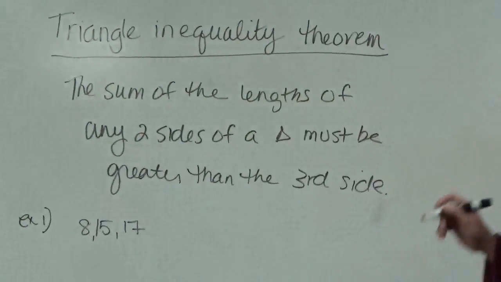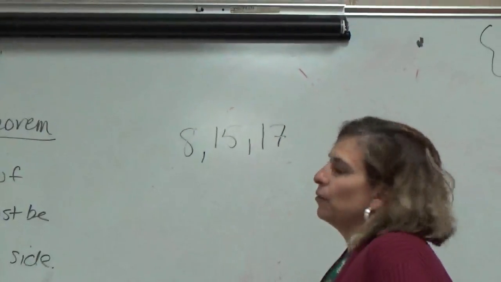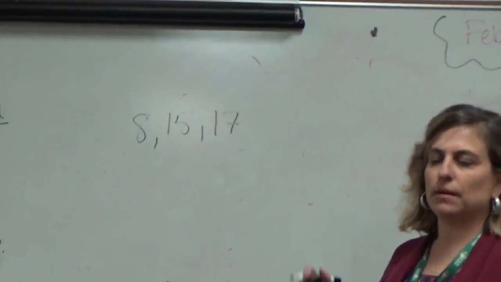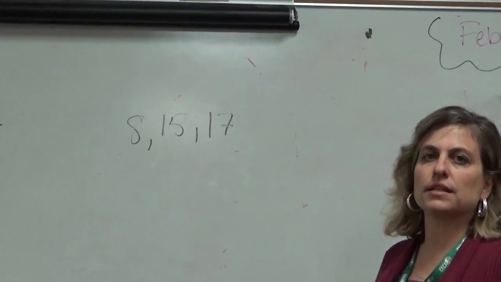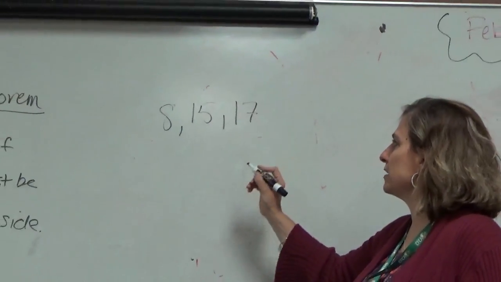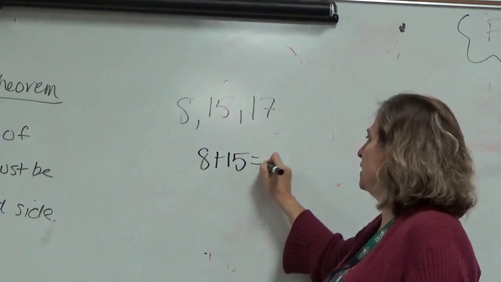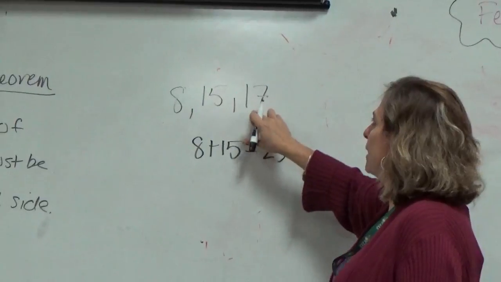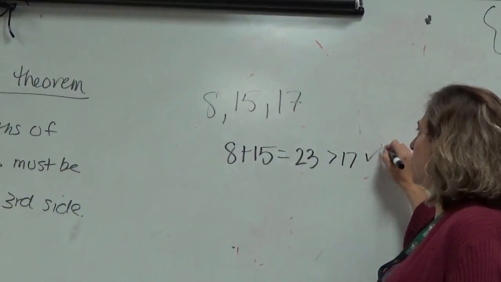Okay, example 1: 8, 15, and 17. What it's saying is, when I give you examples and I make sides in a triangle, you always have to check and make sure the sides can actually work. So the way you do that is you add each of the sides. I'm going to take 8 and 15. If I add 8 and 15, I get 23. As long as that is greater than the other side, 23 is greater than 17, so that works.